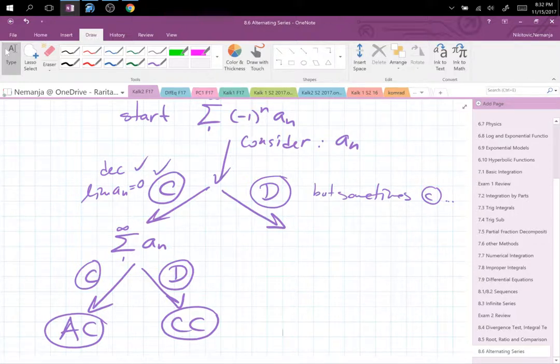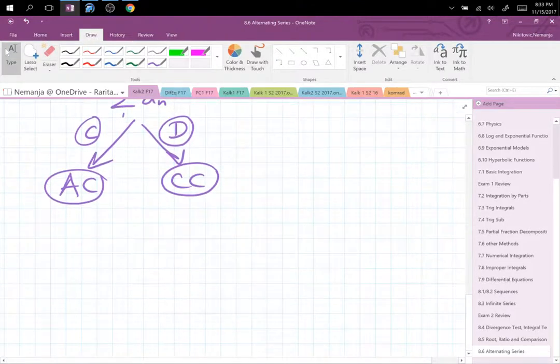And that can either converge or diverge. If it converges, then you are on the convergence branch, and you have another convergence. So two converge in a row, you have absolute convergence. If summation of an diverges, then you are on a convergence branch, but summation of an diverged, then we call that conditional convergence. And I'm going to give you an example to explain that in detail.